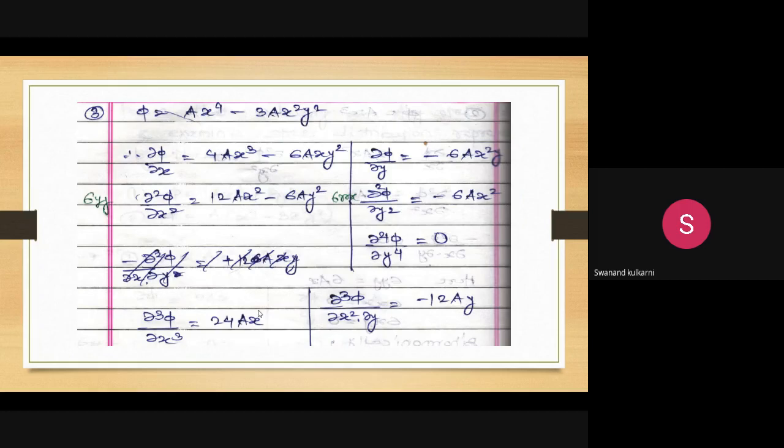Now let us go to this third example. In the third example, let us check what is present here. Phi is equal to ax raised to 4 minus 3ax square y square. I think all of you have seen this example, you can see it on your screen. So phi is equal to ax raised to 4 minus 3ax square y square.